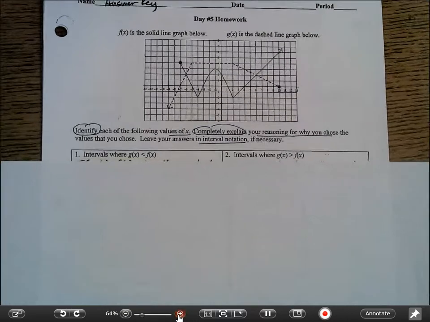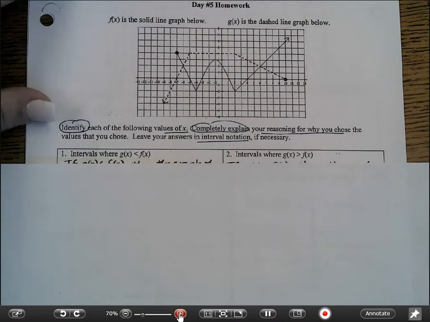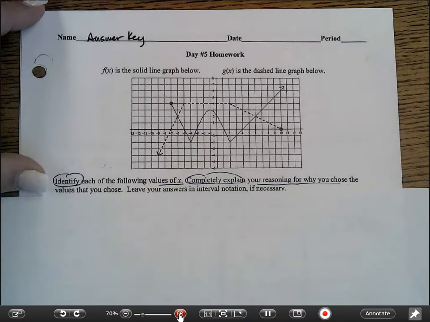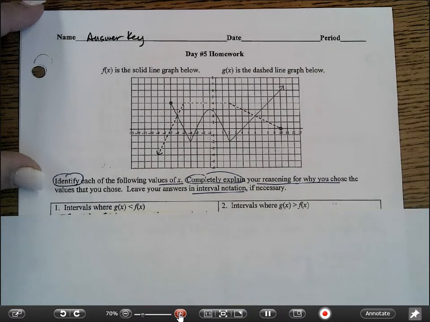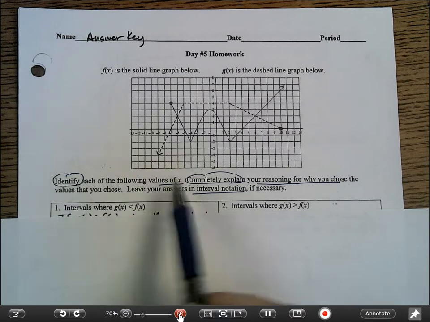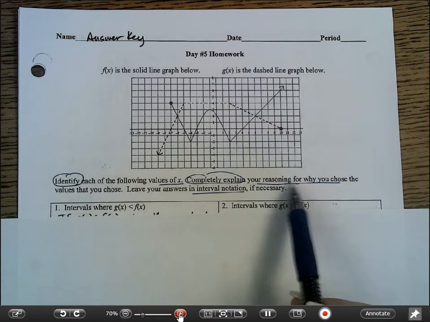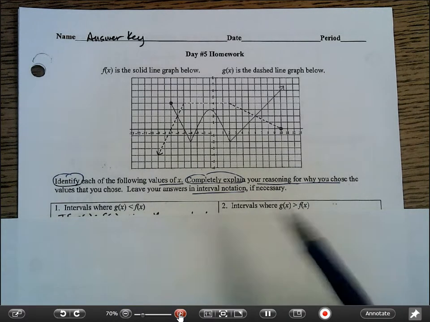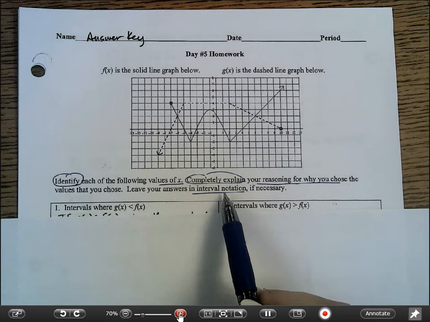All right, so here we are on day 5 homework. So let's take a look at what we're supposed to be doing for 1 and 2. We need to make sure that we're identifying the values of x, completely explain our reasoning for why we choose those values, and leave your answers in interval notation.